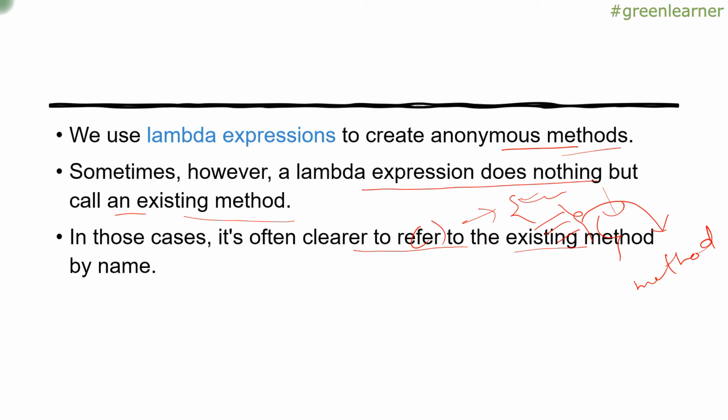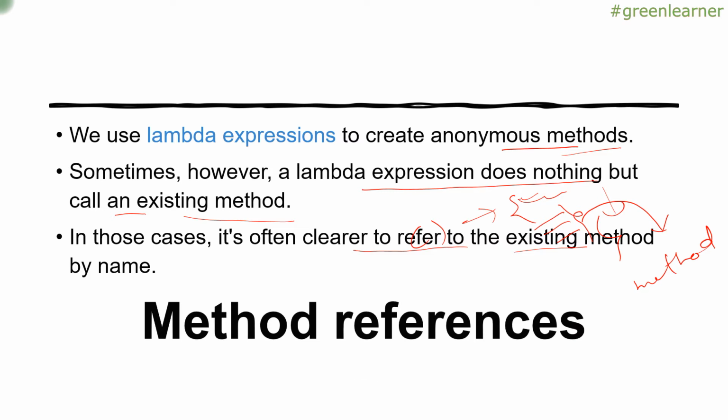How can we do that so that it is more readable? Method reference comes into the picture in these scenarios. This is the use case where method reference can be used. Let me explain this with an example, then it will be more clear.